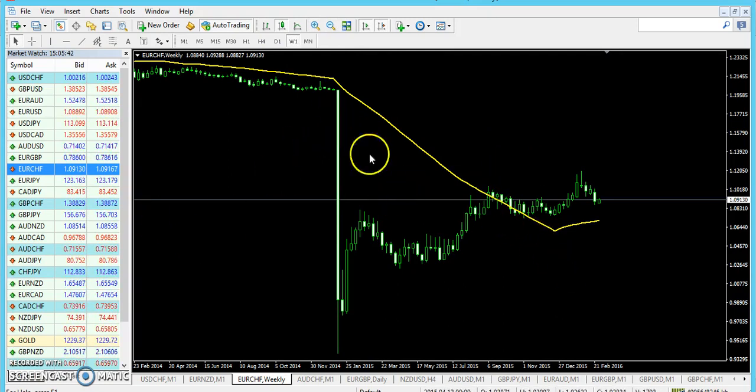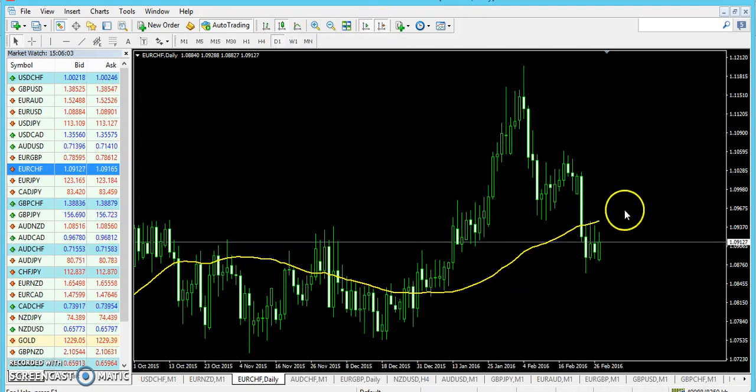Okay, let's do a different pair. Actually, we'll stay on this. Look at this drop, but this was from banks and stuff. You don't need to worry about that. Let's just look at this now. Look at how the price is below the moving average, so we see that it's going upwards. If we go down, it will change though. It always changes.